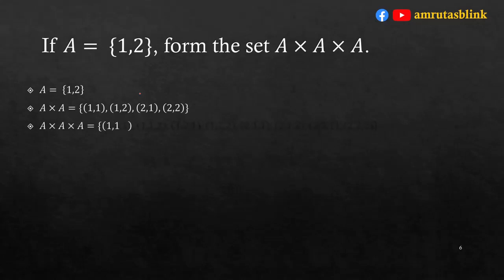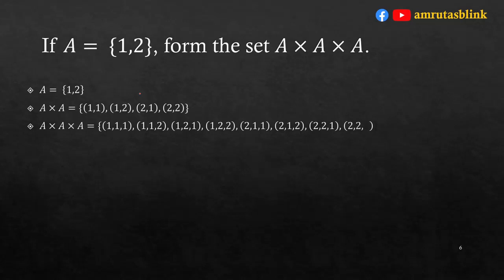Now we need to add one more set to this product. There are already 4 elements in A Cartesian product A. So if we multiply this A Cartesian product A by 2 elements, then we will have 8 elements. So initially to all these 4 elements we will add 1 and then we will add 2. So first of all, if we add 1, then it will be (1, 1, 1), then (1, 1, 2), then (1, 2, 1), then (1, 2, 2).